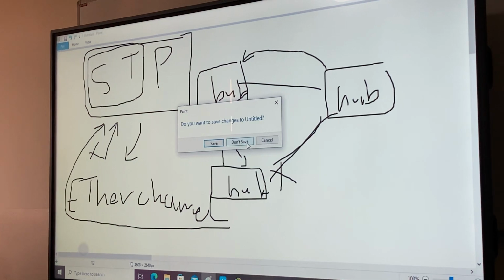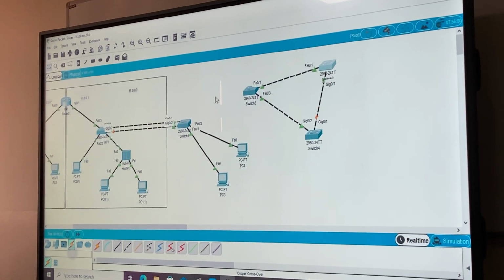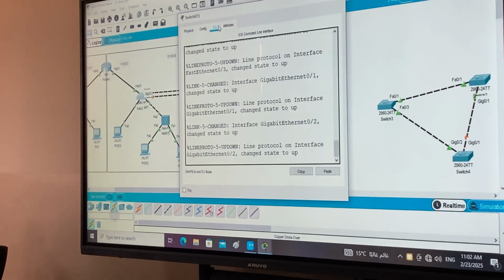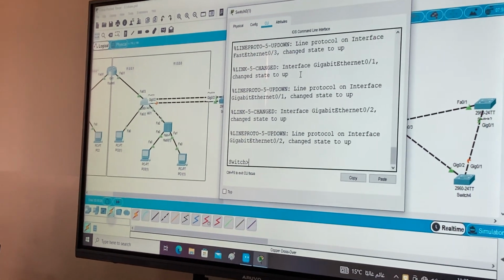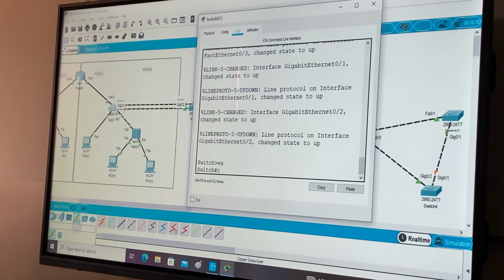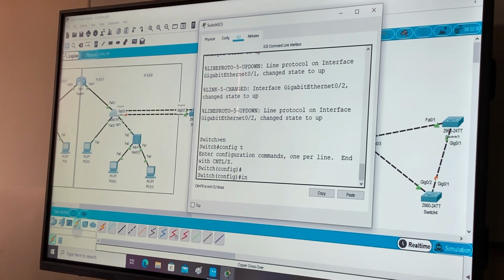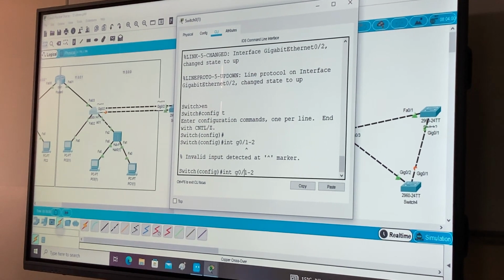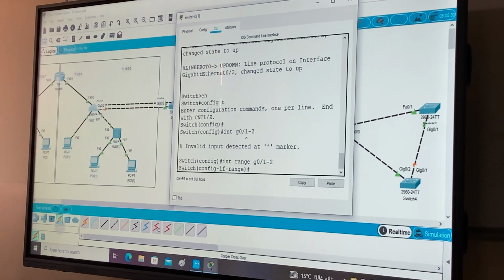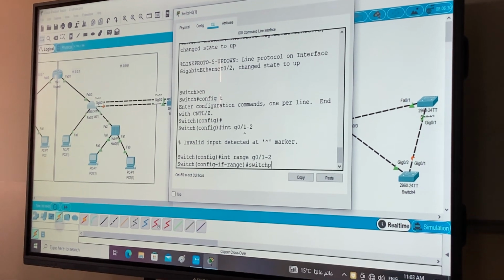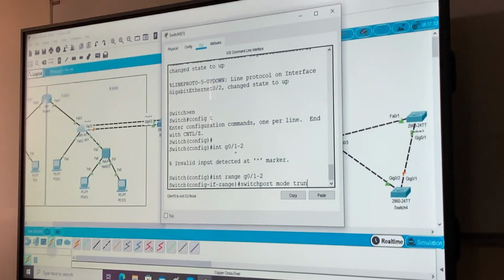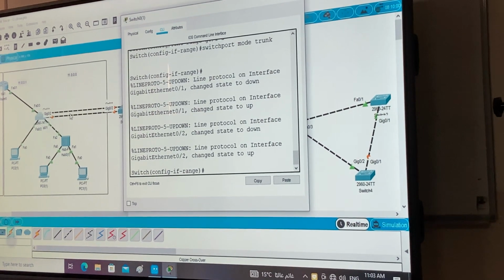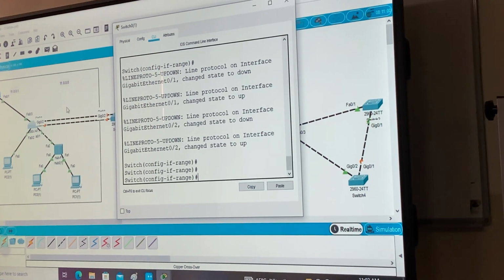So how to enable EtherChannel? I will go to the first switch. Always the connection between the switches must be what? Trunk. So config t, interface Gig 0/1/2. Okay, switchport mode trunk. So I will make this cable trunk. This is the first thing I will do.